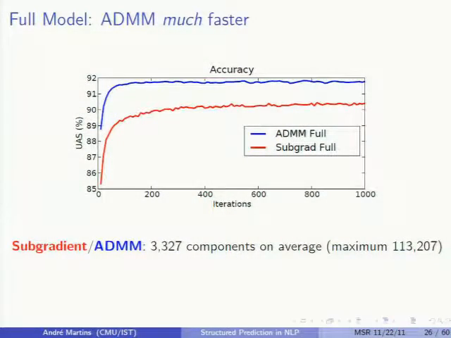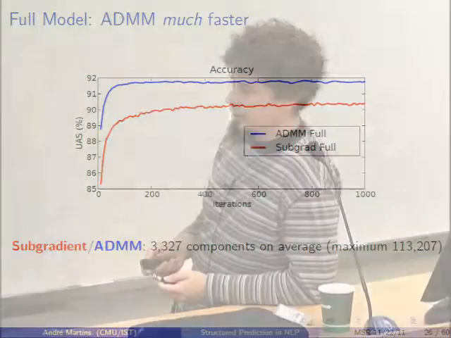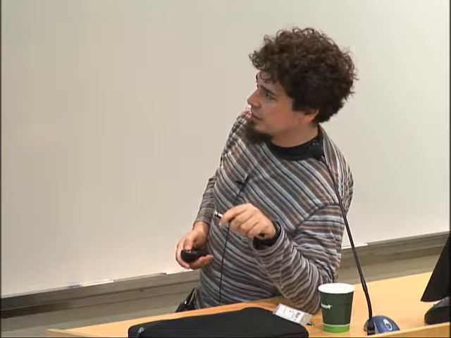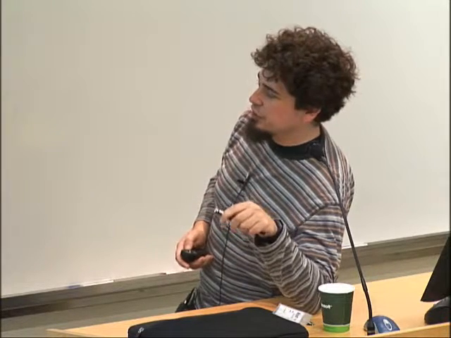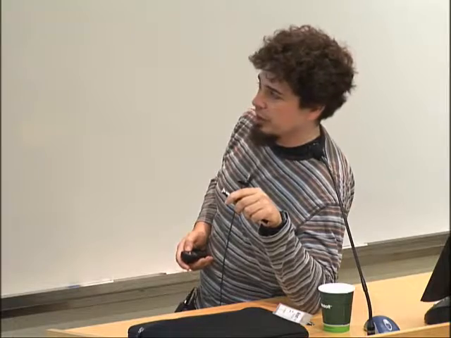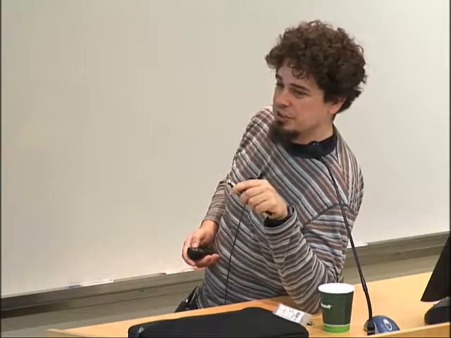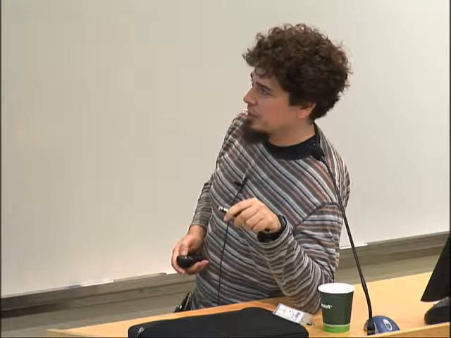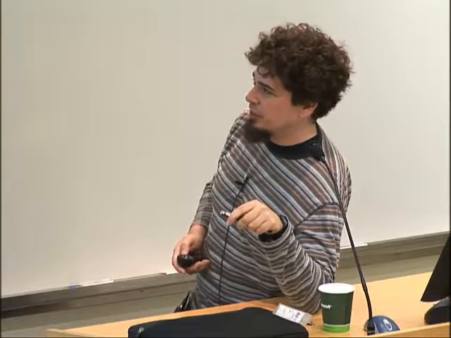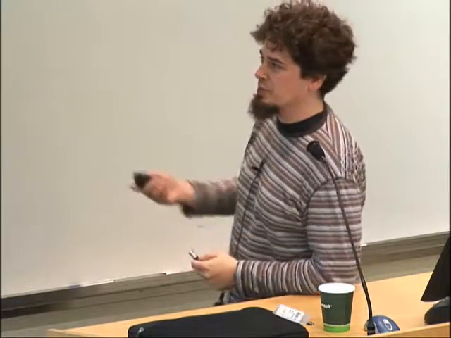And here the results are much more impressive. Here we have many more components on average, thousands of components, and in the worst case, hundreds of thousands. So there are many overlapping pieces here. And these are the results that we get with the subgradient method and with the ADMM algorithm. Eventually, this red line would catch up with the blue line, but it would take too many iterations to get there. ADMM, after say 200 or 300 iterations, is already at the best performance that you will achieve.